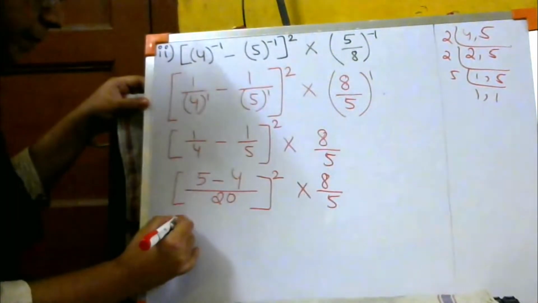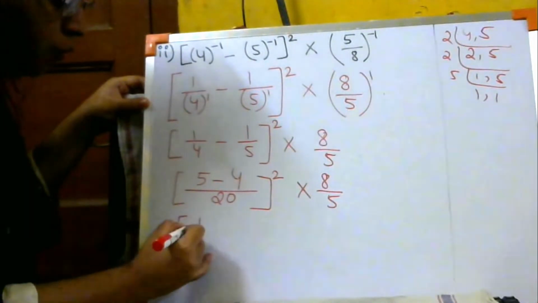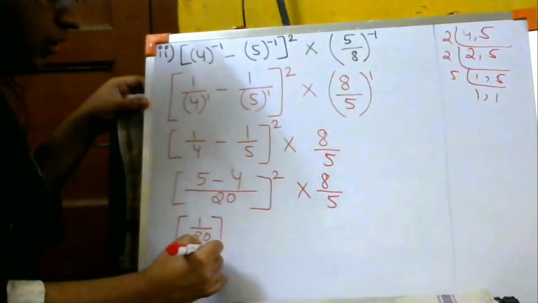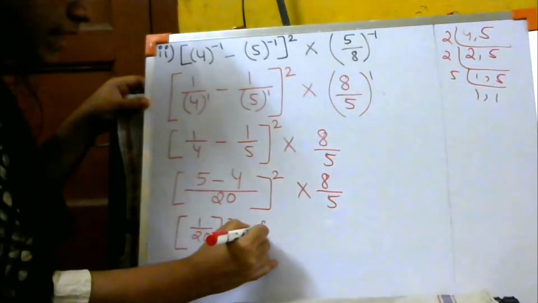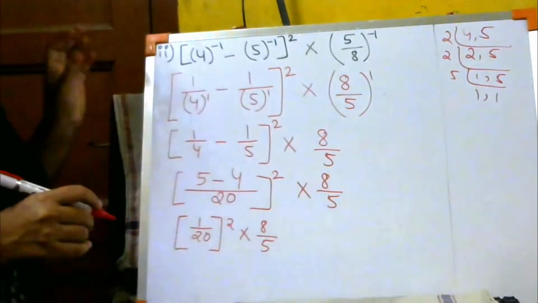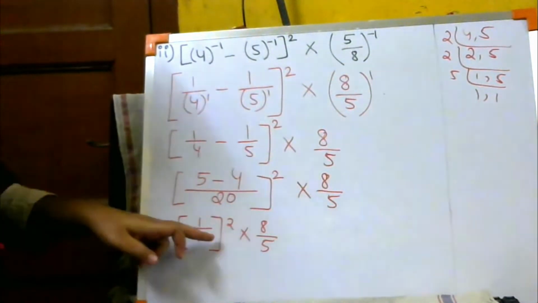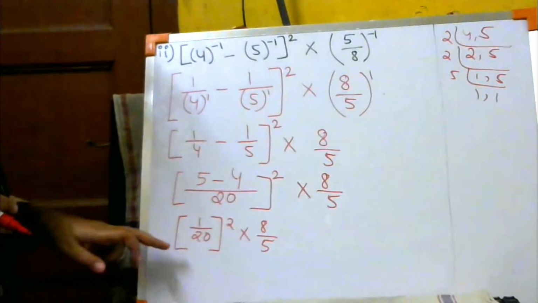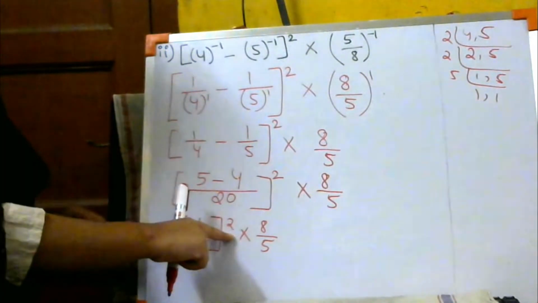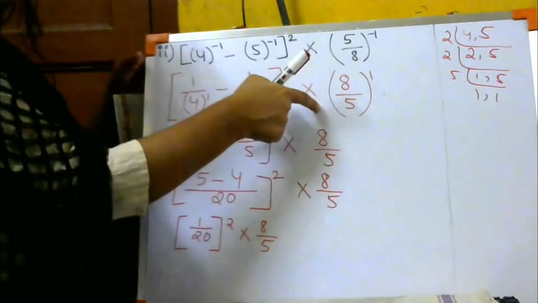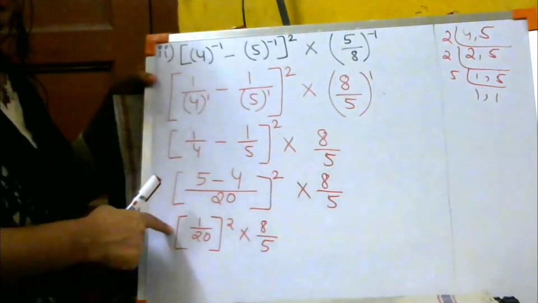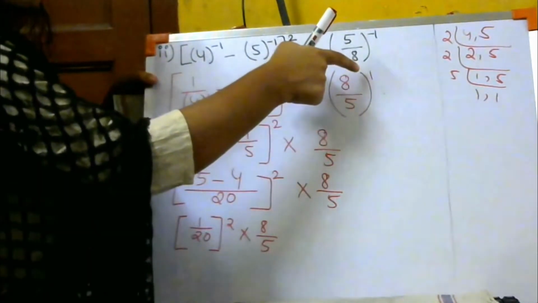Okay, next line. We are getting 1 by 20 whole square into 8 by 5. Now next step, we are going to open the brackets. When we open the brackets, can you see this whole thing is square times. So see this one and see this one. Over here it was to the power 1, means 1 time.